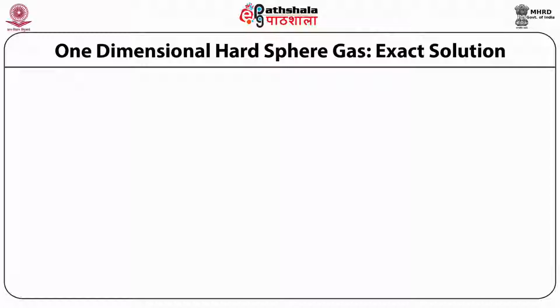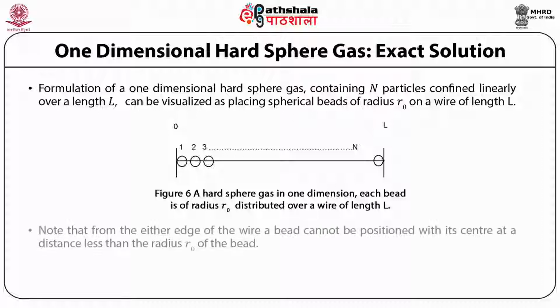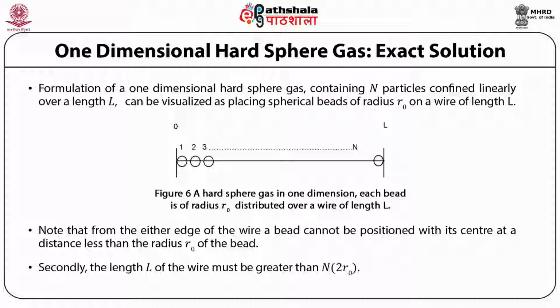One-dimensional hard sphere gas exact solution. Formulation of a one-dimensional hard sphere gas containing N particles confined linearly over a length L can be visualized as placing spherical beads of radius r naught on a wire of length L, as shown in figure 6 below. Here each bead is of radius r naught distributed over a wire of length L. Note that from either edge of the wire, a bead cannot be positioned with its center at a distance less than the radius r naught of the bead. Secondly, the length L of the wire must be greater than N times 2 r naught.